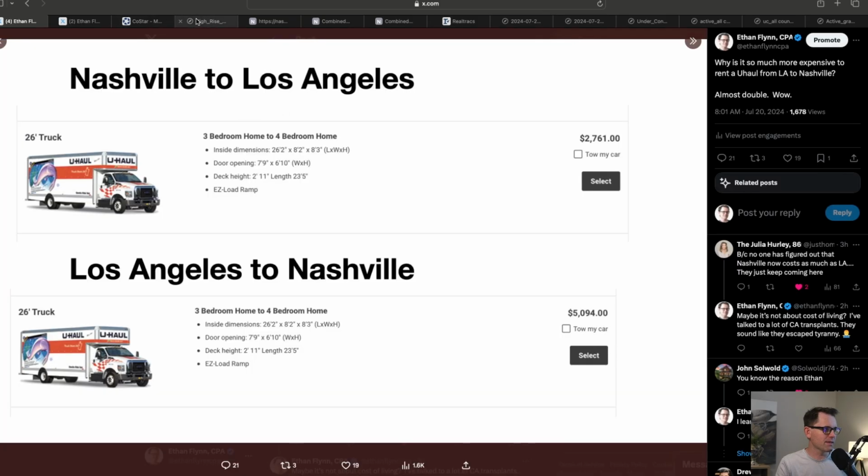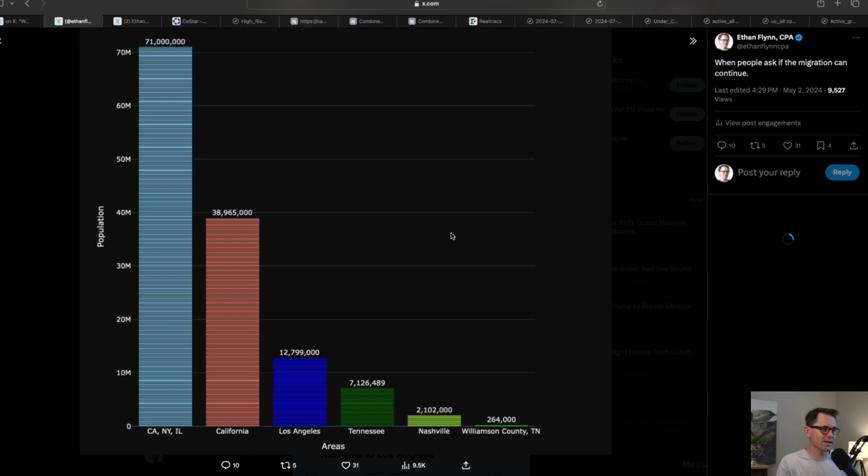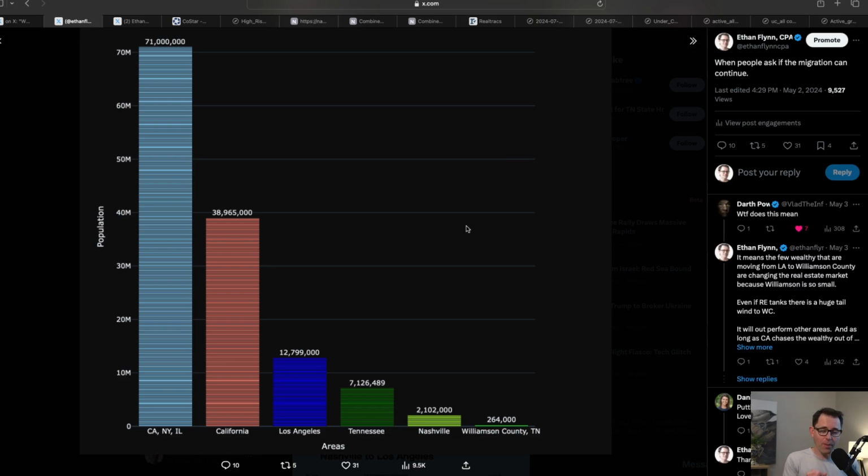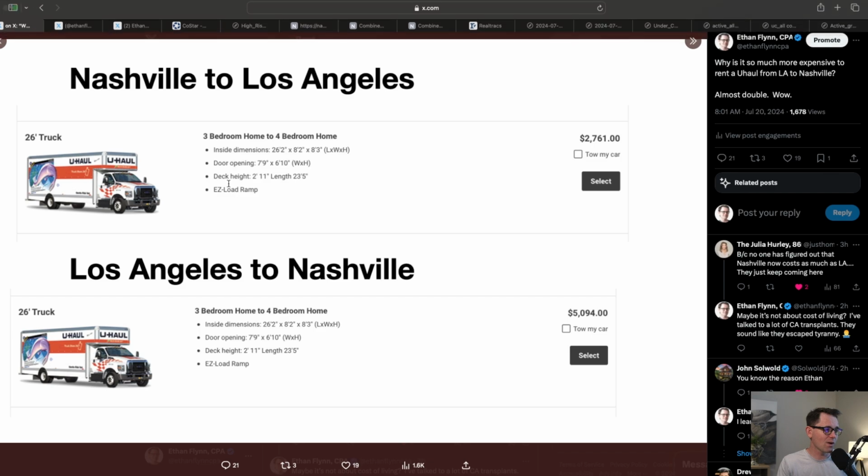Okay, let's start with myth number one. I've heard a couple different times that the migration is slowing down, that it's no longer what it was. I'm going to strongly disagree with this. Pinned on my Twitter is a chart showing some of the highest outbound migration, California, New York, and Illinois, compared to where they're moving. Tennessee, only 7 million people compared to the 71 million. Williamson County, only 264,000. Maybe migration is slowing down, but I certainly don't see it. And we're going to get into it right here.